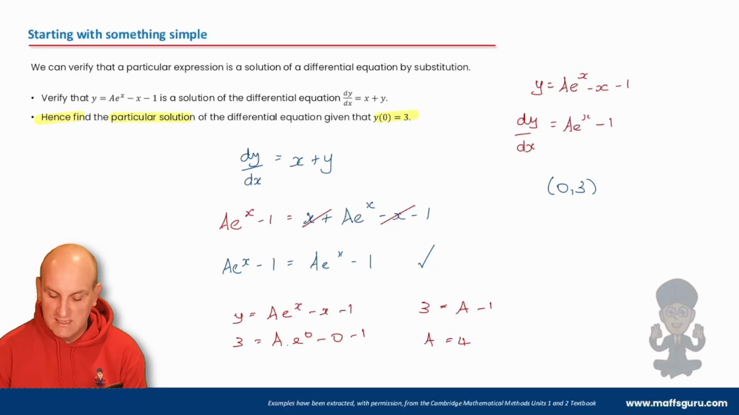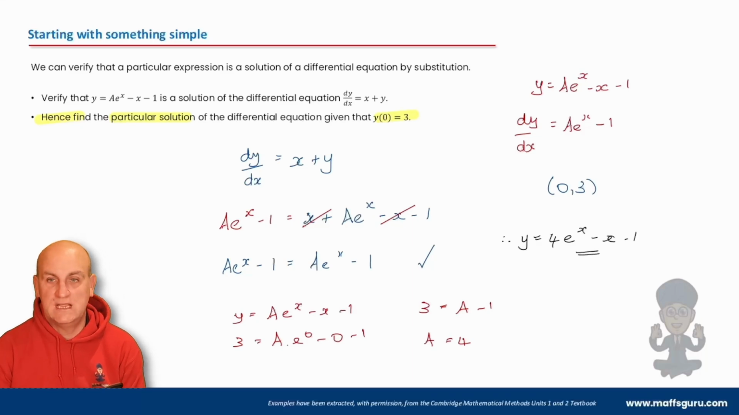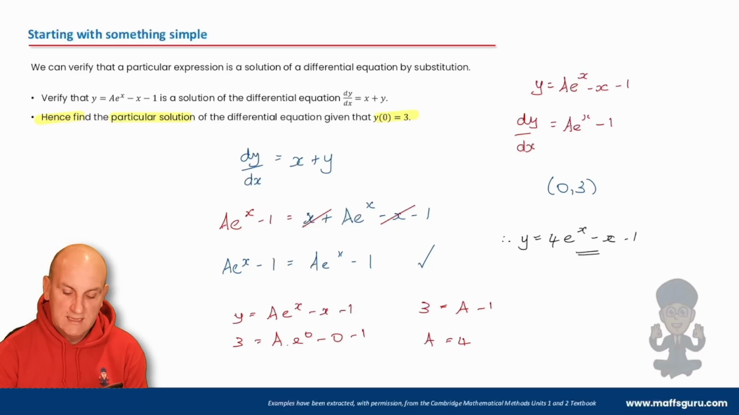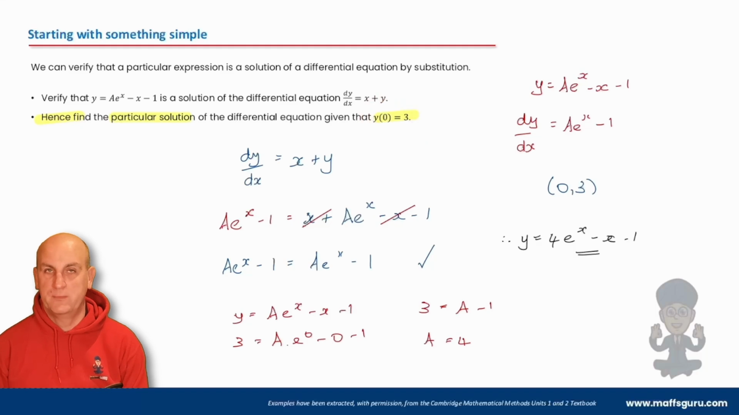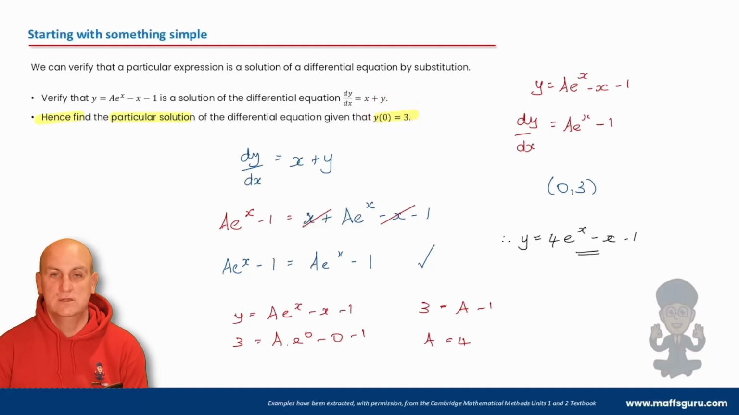What am I going to do? Am I just going to leave it like that? Nope, please don't. And so with their set of form, say that y would equal 4 e to the x minus 1. That's my particular solution and is only true given that information there. All right, give me a different one of these, we would have a different particular solution.